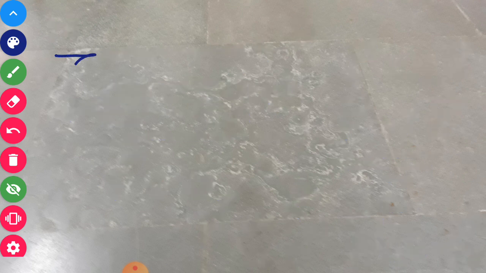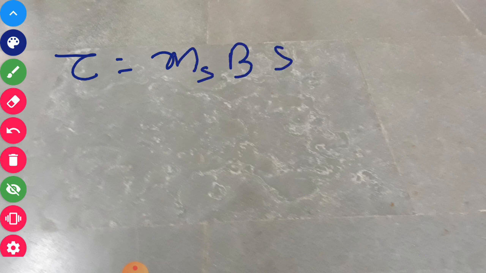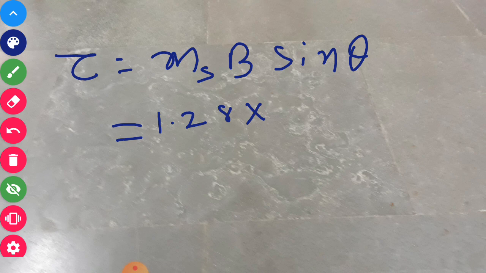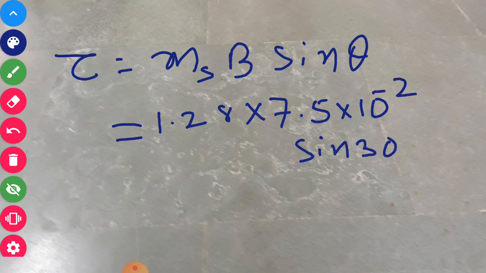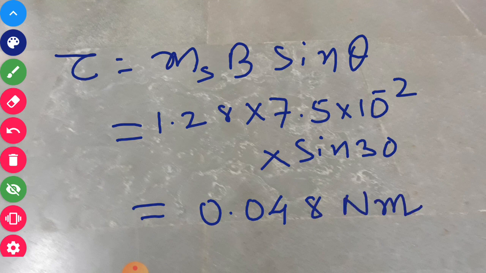Torque tau is equal to M B sin theta, magnetic moment of the solenoid into B into sin theta. Easily can be calculated. Theta is 30 degree. Ms we have already got, 1.28. The magnetic field is also known to us. It is 7.5 × 10^-2, multiplied by sin 30. If you take the product, then you will get 0.048 Newton meter when the angle between the magnetic moment and the magnetic field is 30 degree.